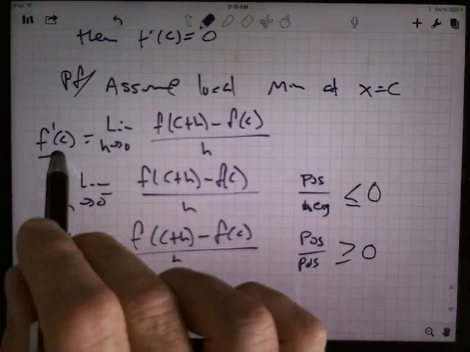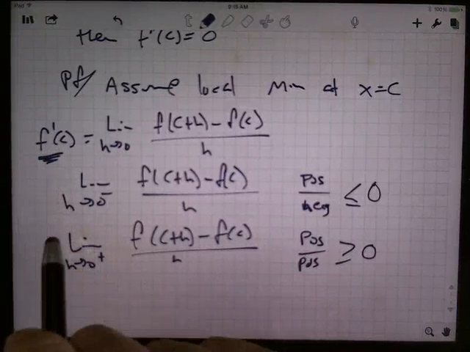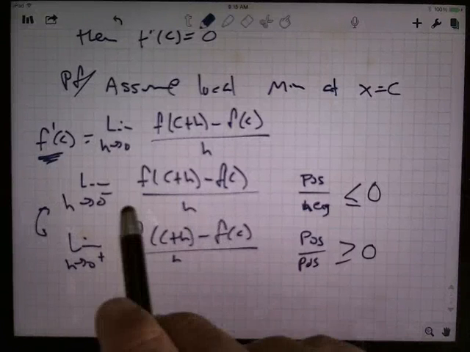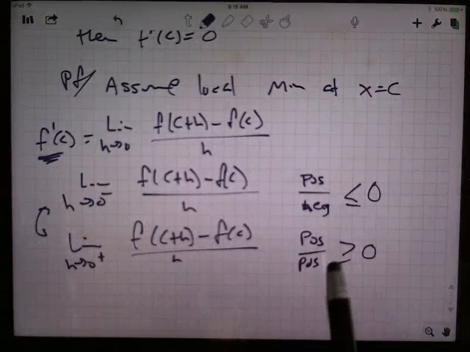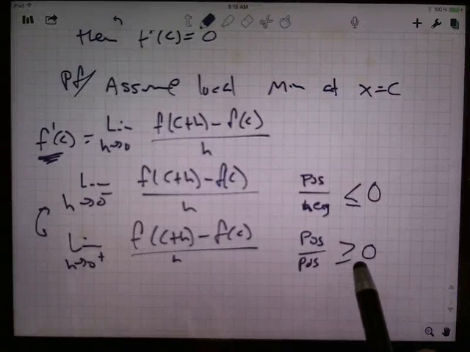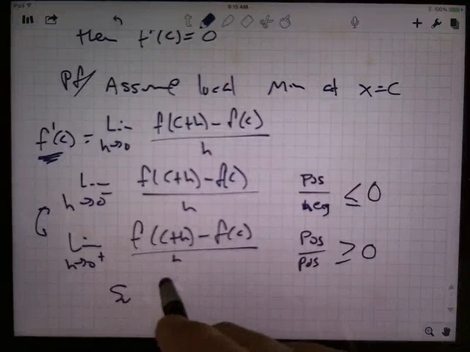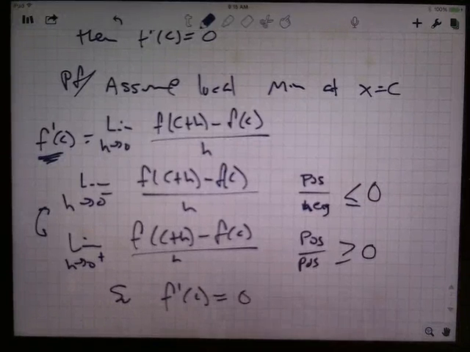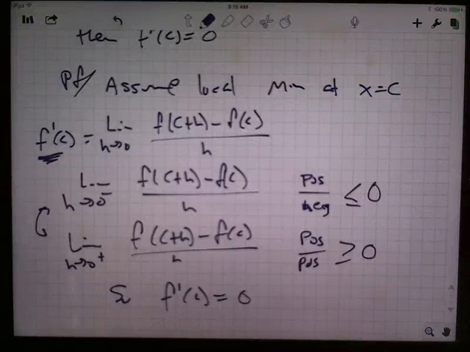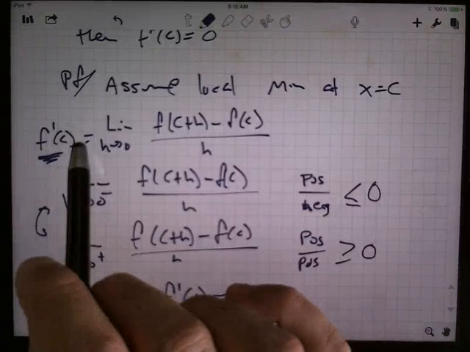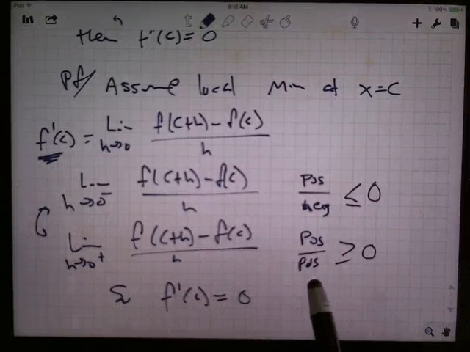Because I know that this exists, I know that these two limits have to be equal to each other. Well, this first limit is less than or equal to 0. The second limit is greater than or equal to 0. The only way that they could be equal to each other is if they're actually equal to 0, right? So f prime of c has to equal 0. In the event that this didn't exist, then I wouldn't be able to make a conclusion here.